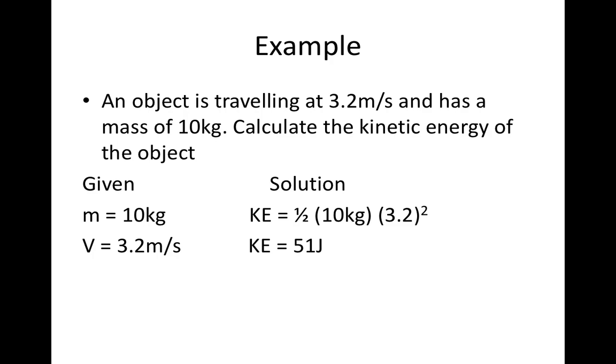Then we write out the equation and plug in the numbers, and we get kinetic energy equals 51 joules. So always remember to square the velocity. So it's 3.2 squared times 10 divided by 2, which equals 51 joules.